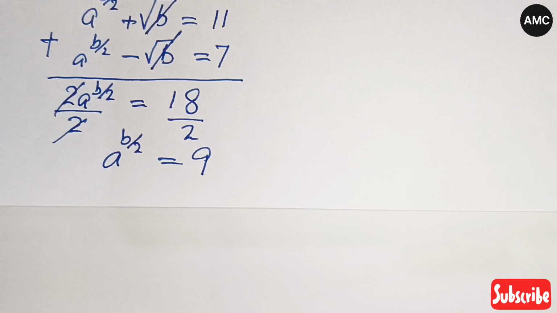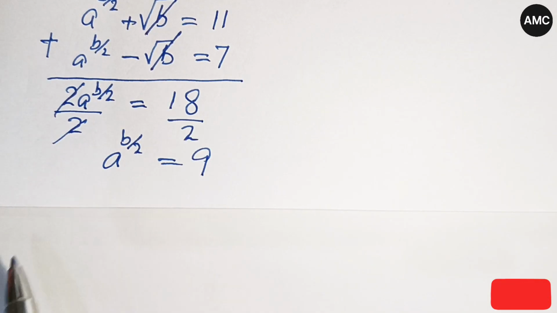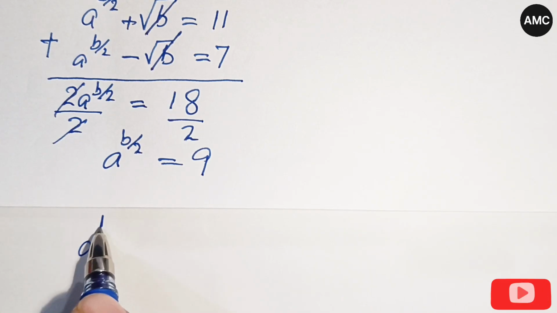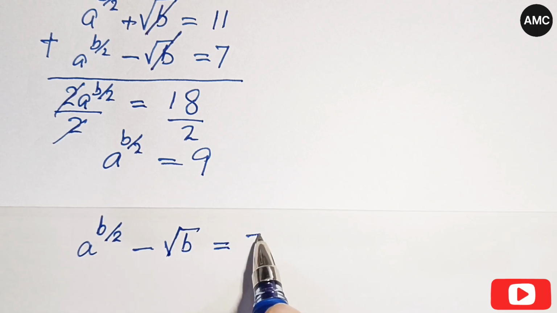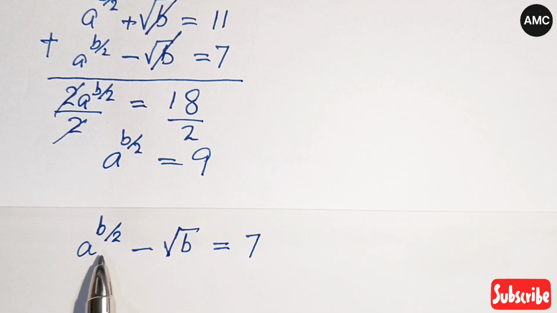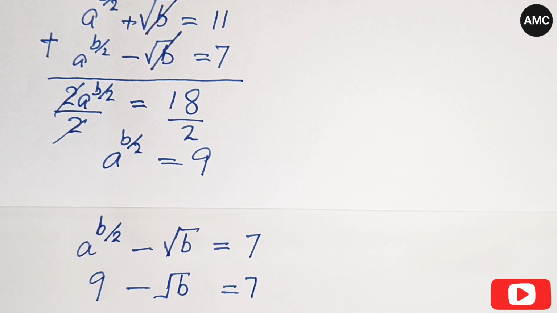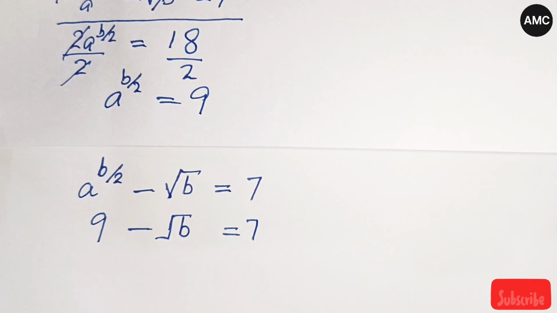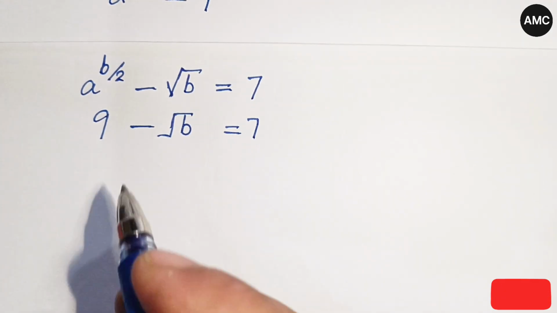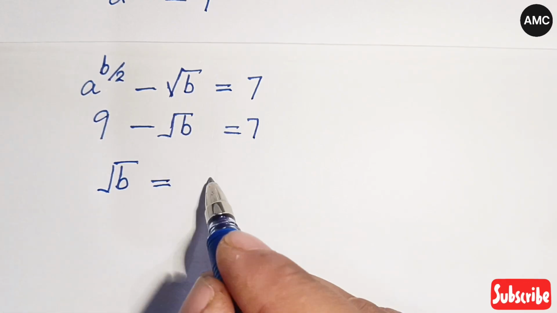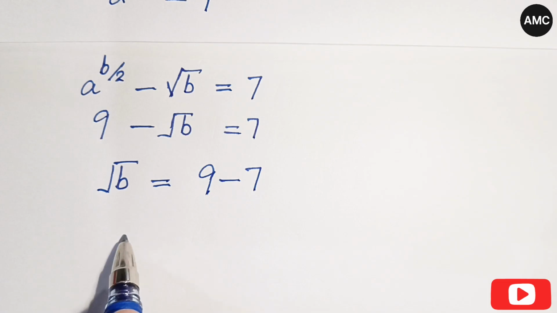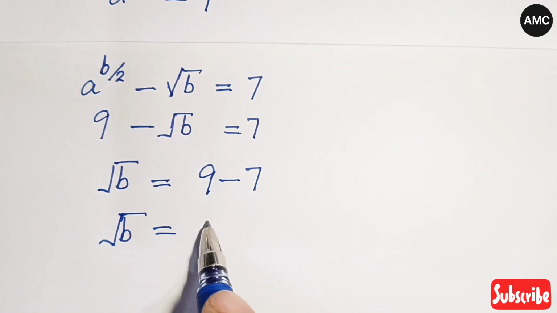Now, putting this value in this equation, recalling a to the power b over 2 minus square root of b is equal to 7. Now a to the power b over 2 is equal to 9, so it is 9 minus square root of b is equal to 7. If we shift square root of b to the right hand side, it will be positive square root of b, and shifting the 7 we get 9 minus 7. So here square root of b is equal to 2.